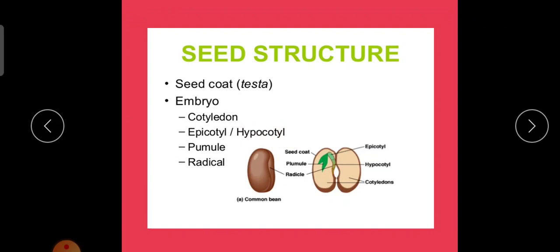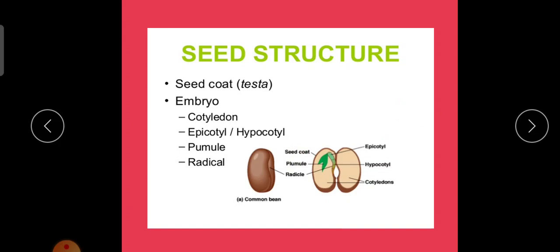And the third part of the embryo is the plumule. The region where a shoot arises, that region is known as the plumule. And the last one is the radicle of the seed. The radicle of the seed is the part from which the root arises. Root arises from the radicle of the seed, and the shoot arises from the plumule of the seed.